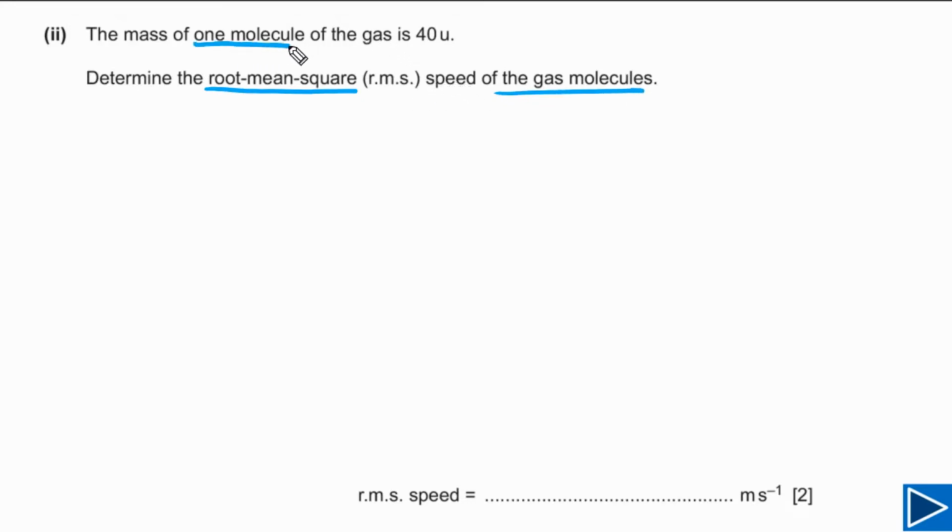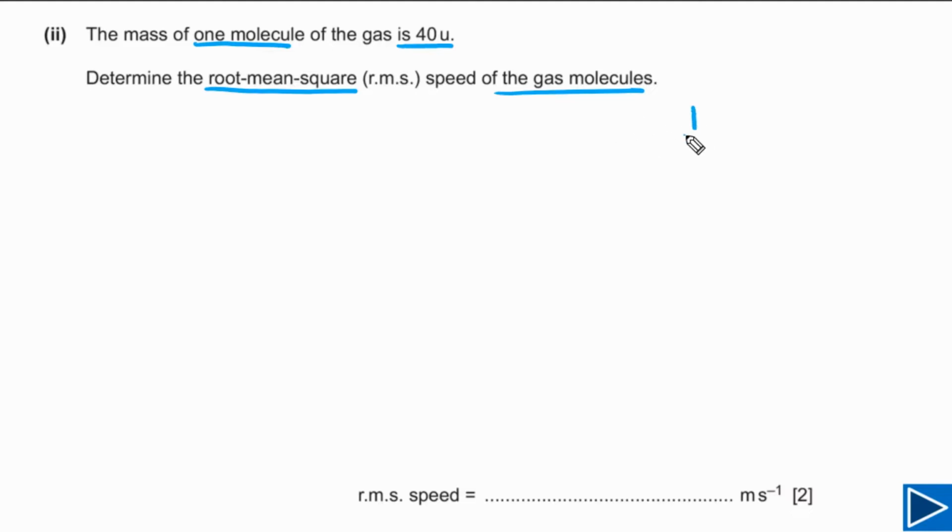But the mass of one molecule of the gas is given, that is equal to 40 U. So the question is asking us about the speed of the gas molecule. So it means that we need to consider the kinetic energy of gas molecules. So we will start from here.